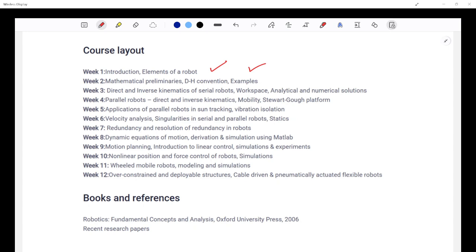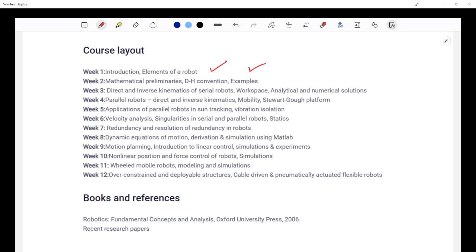Once we came to know about all of these, we moved to DH convention, right? There were some mathematical preliminaries where we learned about homogeneous transformations, and then we again reiterated more on joints and links, and there were examples of DH parameters and link transformation matrices. All of them we got to see in our second week. Third week started with kinematics of serial robots. So until now we are always doing serial robots. We just had seen types of parallel robots in the first week.